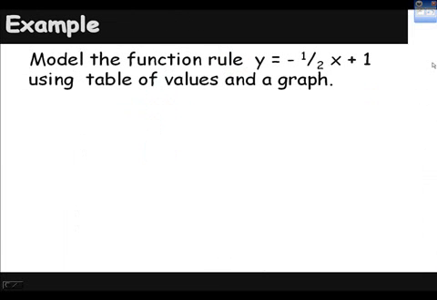Here's an example. We're going to model the function rule y equals negative 1/2 x plus 1 using a table of values and a graph. Let's start with the table of values. We've done this before. We can pick our own domain here, though, and then just calculate the range. So let's try negative 2, 0, and 2. That'll give us three values for this linear function. If we plug in negative 2, we're going to get 2. If we plug in 0, we're going to get 1. If we plug in 2, we're going to get 0.